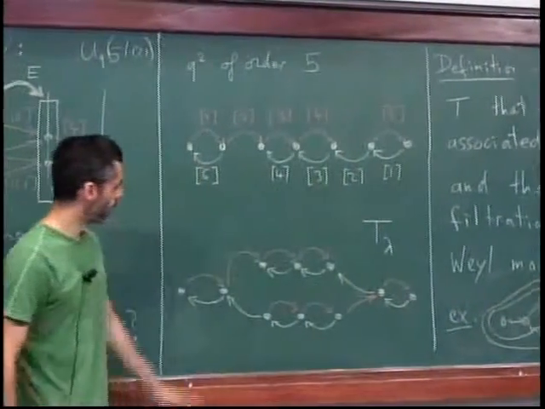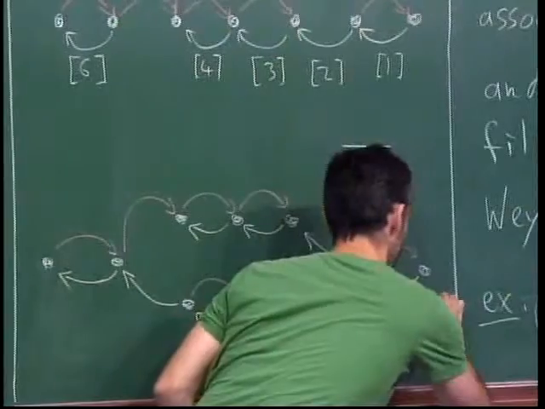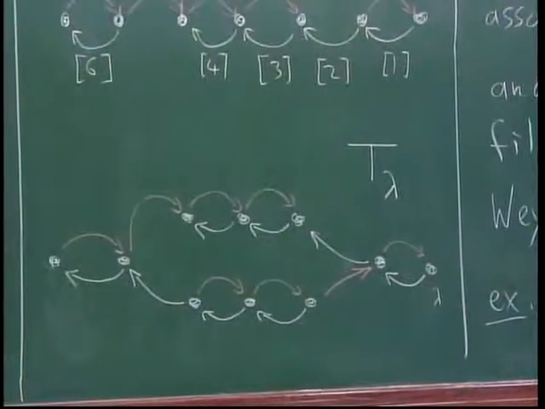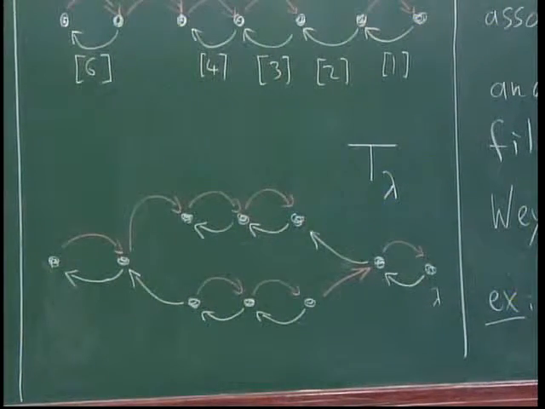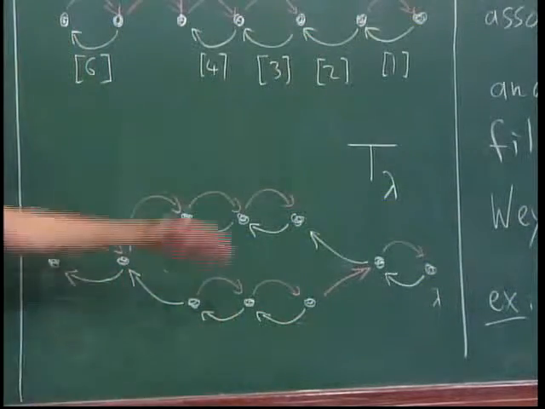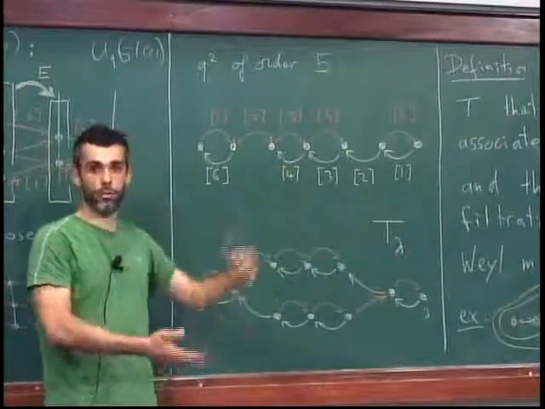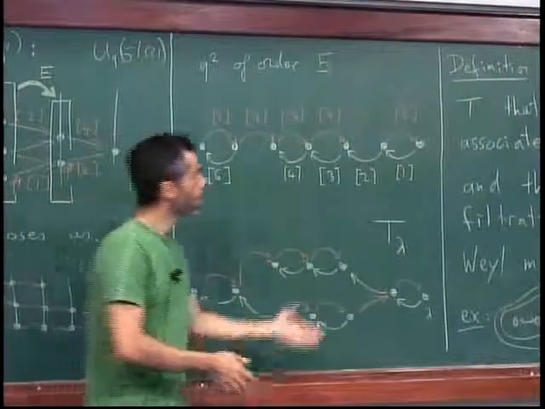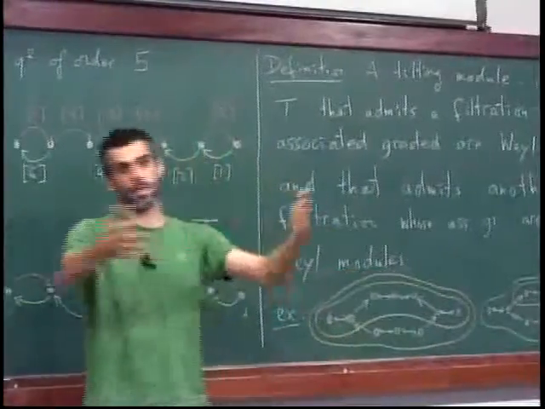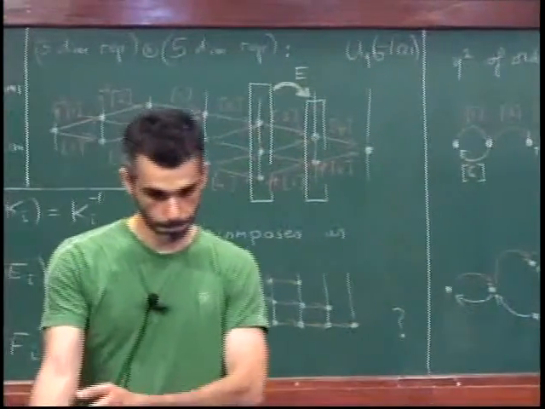And for example, this is an example of an indecomposable tilting module where lambda is this guy here. Lambda is the highest weight. In this example, the filtration has length 2. This tilting module has a filtration of length 2, and the dual filtration is then also of length 2. In general, these filtrations can have longer length and involve many pieces.